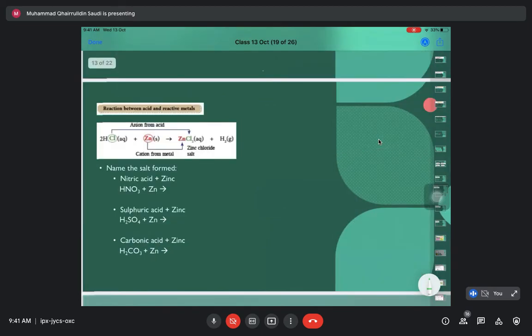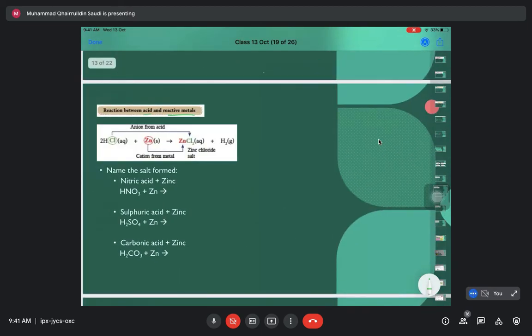Next, kita tengok pula reaction between acid and reactive metals. Nitric acid dengan zinc. So, dia punya salt mesti nitrate. Depan dia apa? Apa metal ion dia? Zinc. Yes, zinc. Sulfuric acid, belakang dia mesti? Sulfate. Okay, depan dia siapa? Zinc. Carbonic acid, belakang dia nama apa? Carbonate. Good. Dia react dengan metal zinc. So, nama dia?